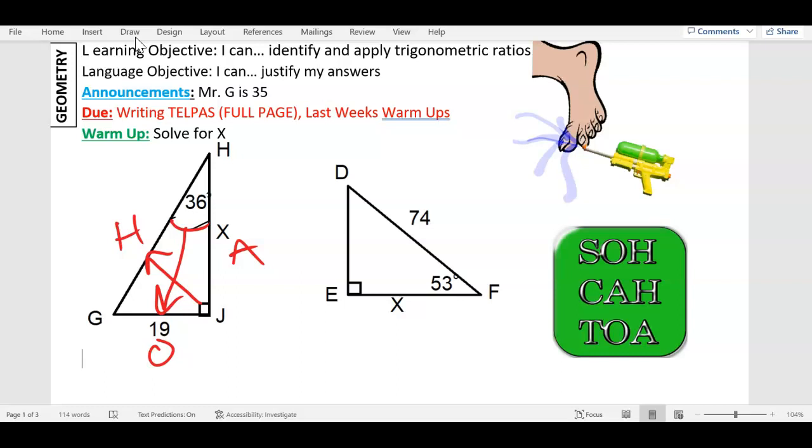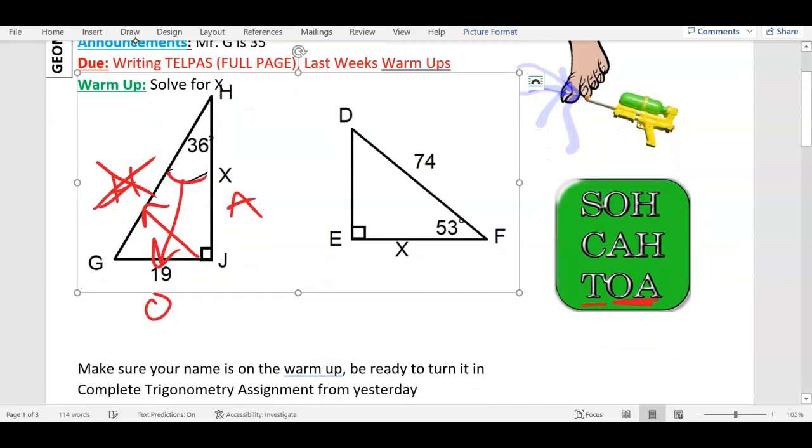Which one do we not need? A has an X. It's not A. It's H. All right. So O and A. Look at SOH CAH TOA. Which one is it? O and A is TOA. T stands for tan.